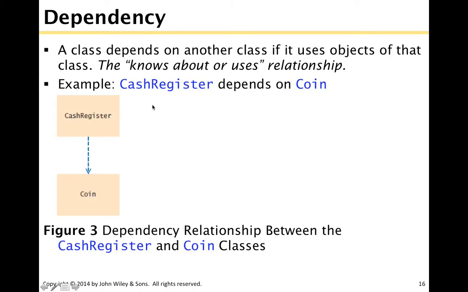So what is dependency? Dependency is when a class uses another class. Formally, we say it's a "knows about" or "uses" relationship. In a UML diagram, we use a dashed line with a line arrowhead. So here the UML diagram says a CashRegister class uses a Coin class. That's called a dependency.